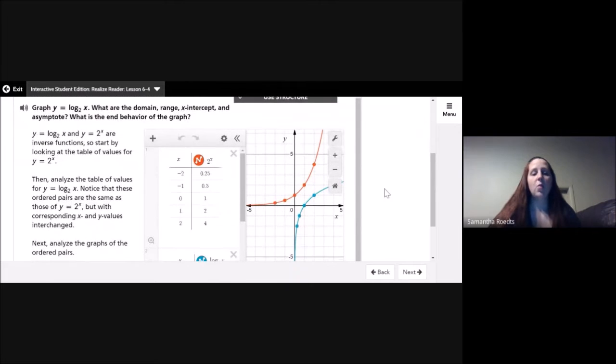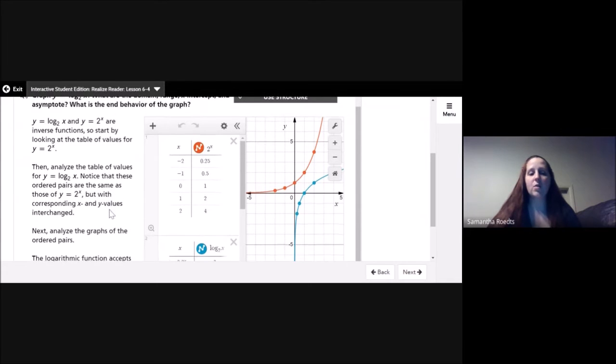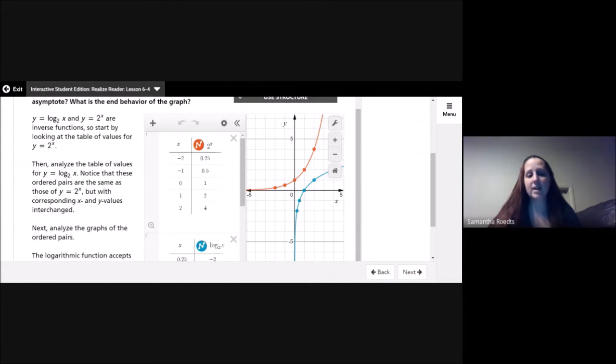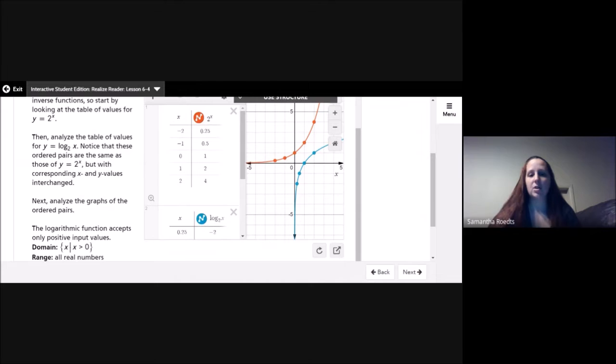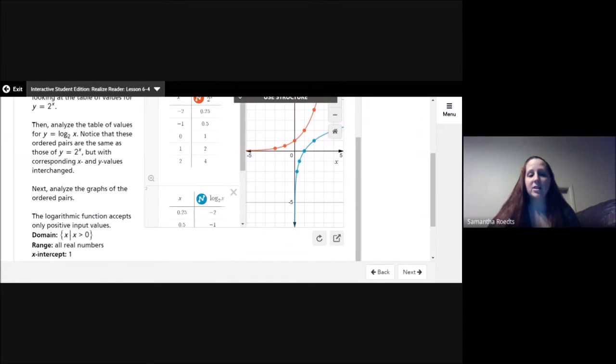Okay. So y equals log base 2 of x and y equals 2 to the x are inverse functions. So start by looking at the table of values for y equals 2 to the x power, which is the red one right here. Then analyze the table of values for y equals log base 2 of x. Notice that these ordered pairs are the same as those of y equals 2 to the x, but with the corresponding x and y values interchanged. So negative 2, 0.25 becomes 0.25, negative 2, and so on. Next, analyze the graphs of the ordered pairs.